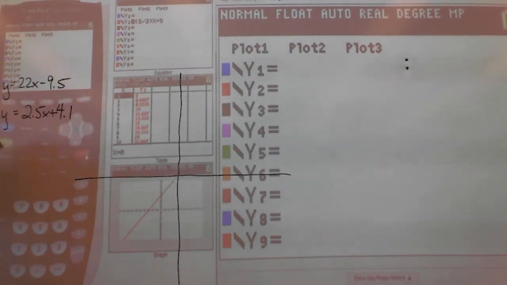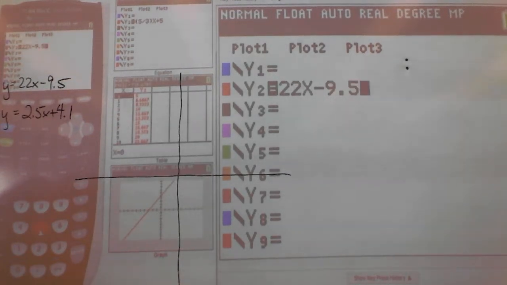So we'll put in our first equation, which is 22x minus 9.5. So 22, remember that the variable key is the one that's right below the mode key. It has an X and a T and a couple of other symbols. When you press that key, you get your variable X. And then minus 9.5. Okay, there's our first equation.